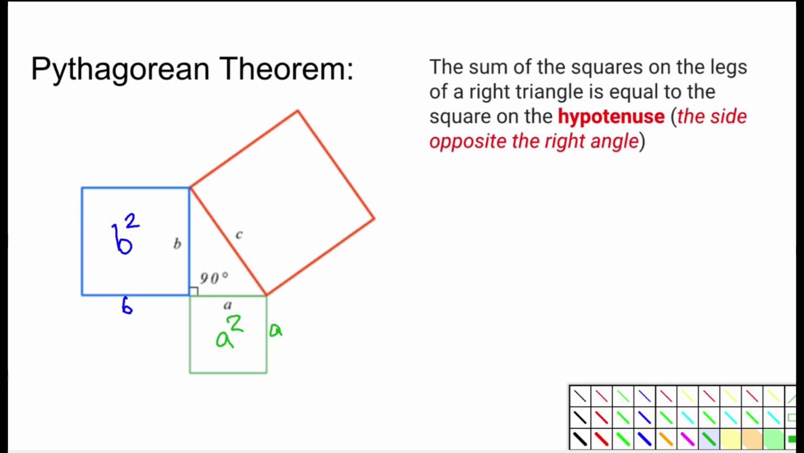So what we notice is that the sum of these two squares, a squared plus b squared, will fill up, so they have to equal the larger square. And what's the largest square? Well, each side is c, so c times c is c squared. So this is our Pythagorean theorem. This is what we're learning today. The area of the 2 smaller squares has to equal the area of the larger square.